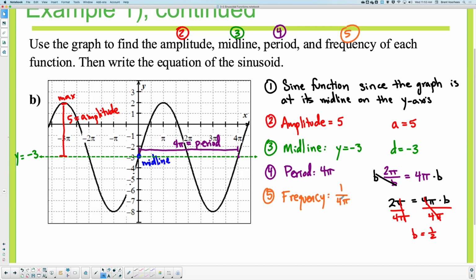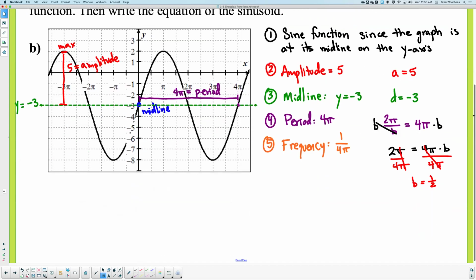That means it completes one cycle every 4 pi. That's what the frequency means. All right, with that, we can write our equation. On that one cheat sheet, the cheat sheet said that you could have a sinusoidal function in this form.